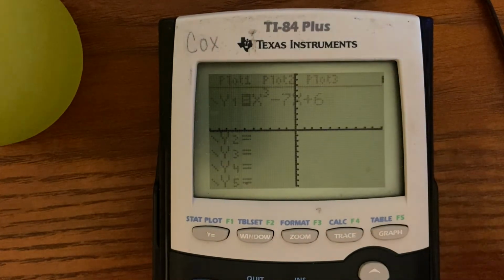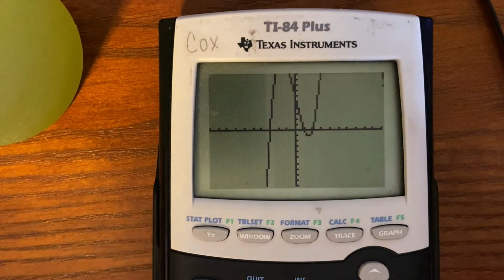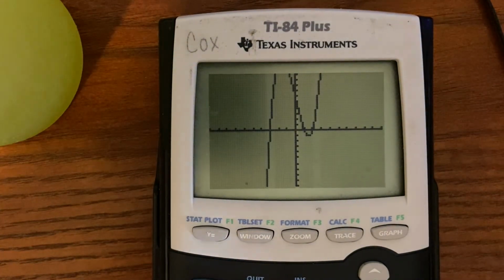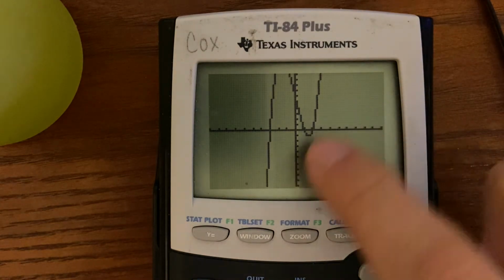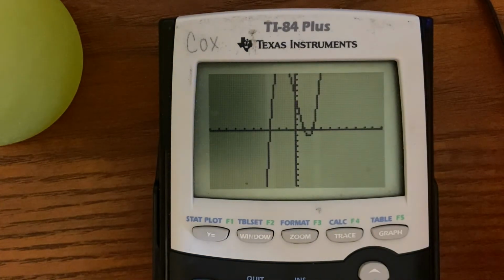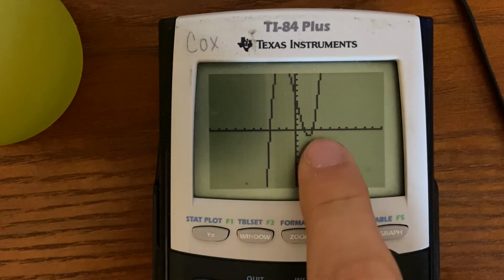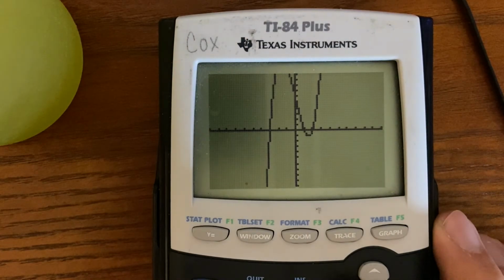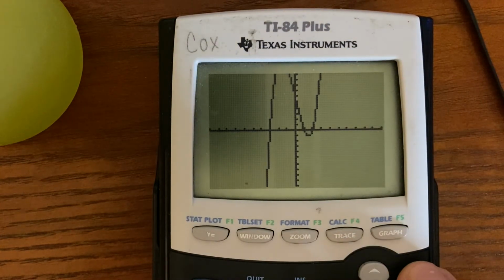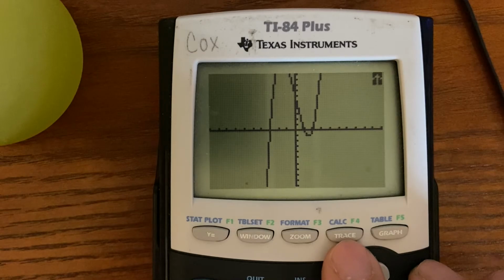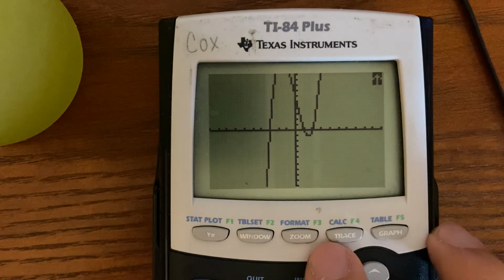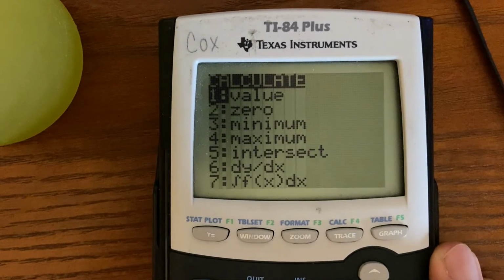I like to just check and make sure all my zeros are visible, and they are. So even though I can't really see the whole function, right, you can see like the top of the function here, this local maximum is not visible. That's okay, because I want to find the zeros, and I can kind of see them right here. So as I said before, I'm going to press second, and then calc, also trace, but because I have the second function on, I can press calc, and I want to find the 0.